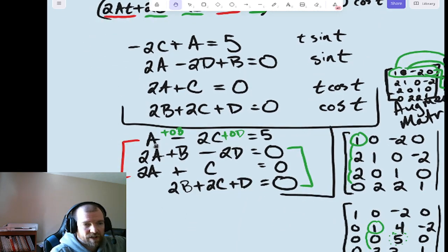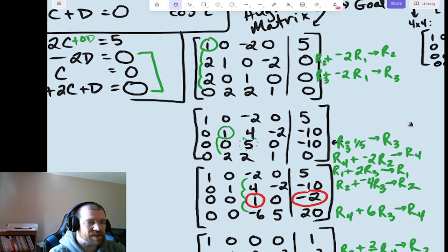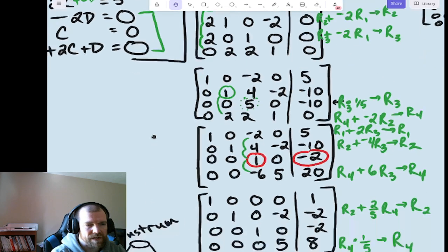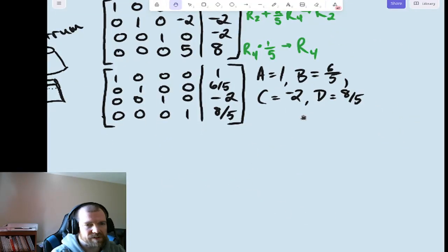So we come in and we say, okay, all the stuff that represented t sine of t was equal to 5, and these are the coefficients that belong to it. All the rest of the coefficient sets have to be equal to 0. When we move all the way down, we do this linear algebra to try and solve the system of equations a little bit faster. So we can throw all this stuff into a system of equations, and it eventually works down to here. A is 1, B is 6/5, C is -2, D is 8/5.